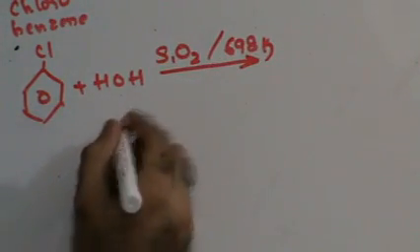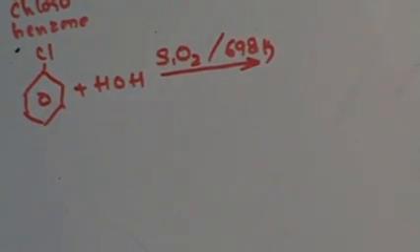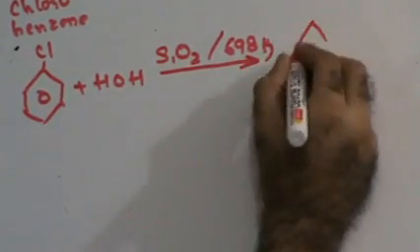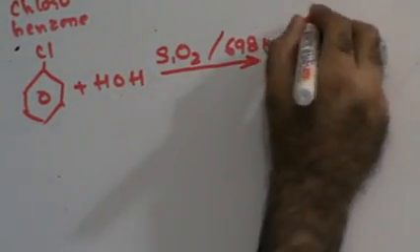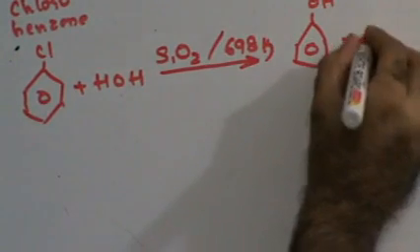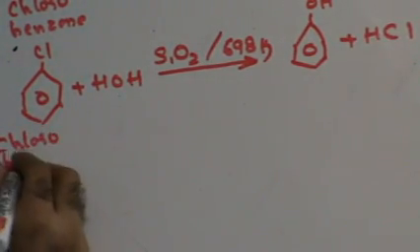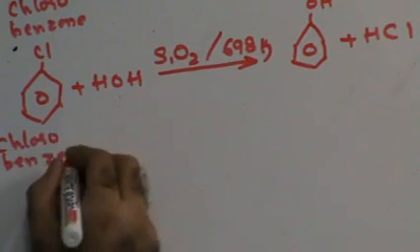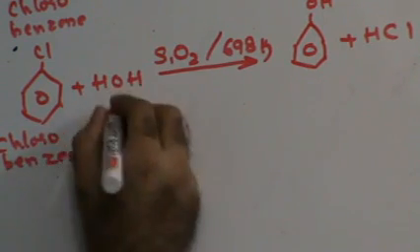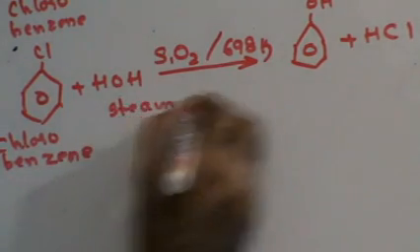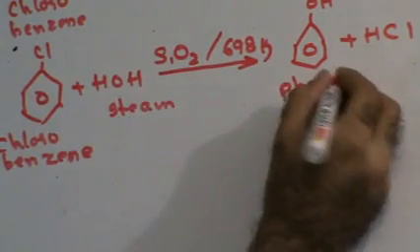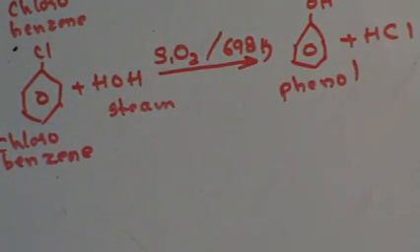Steam and the same reaction, you will have phenol and hydrochloric acid. Chlorobenzene, steam, phenol. That is your second method for preparation, that is called the Raschig process.